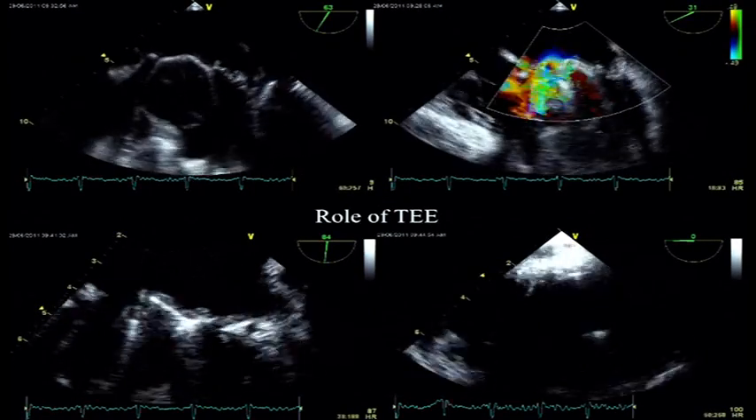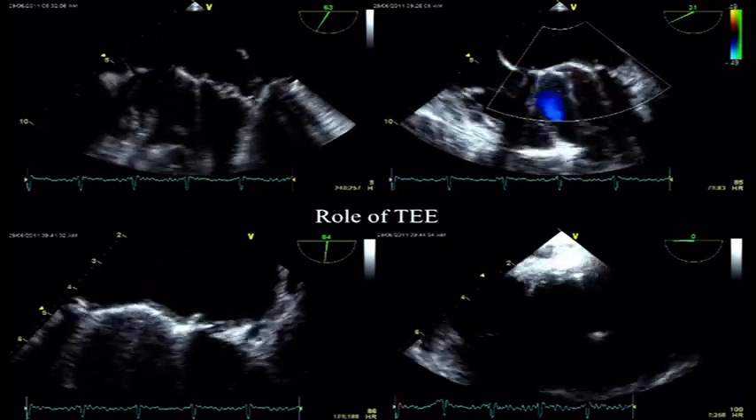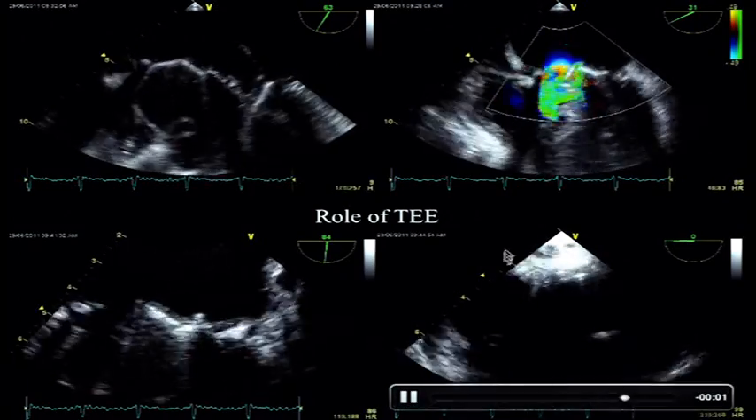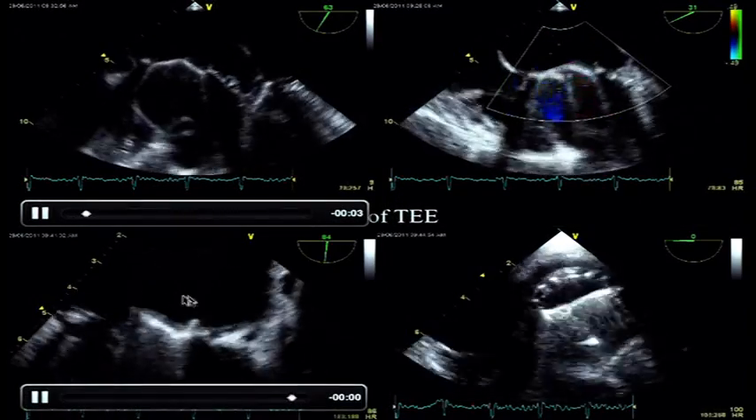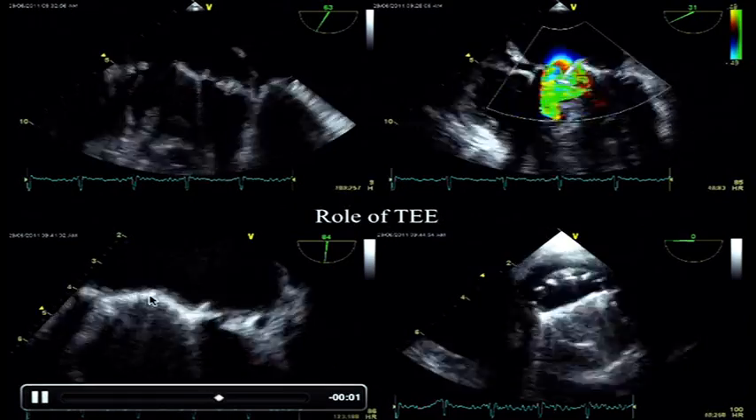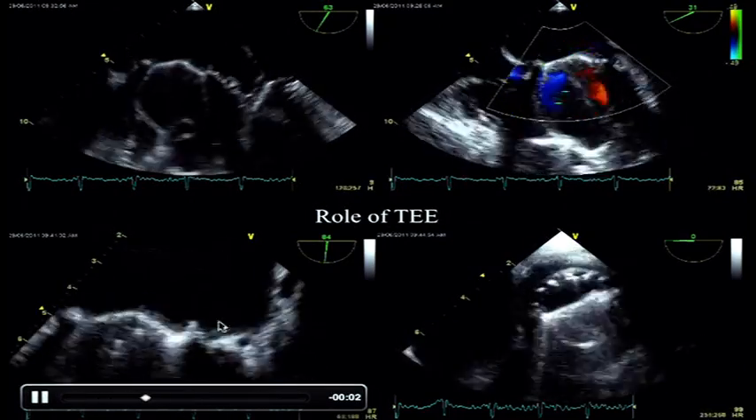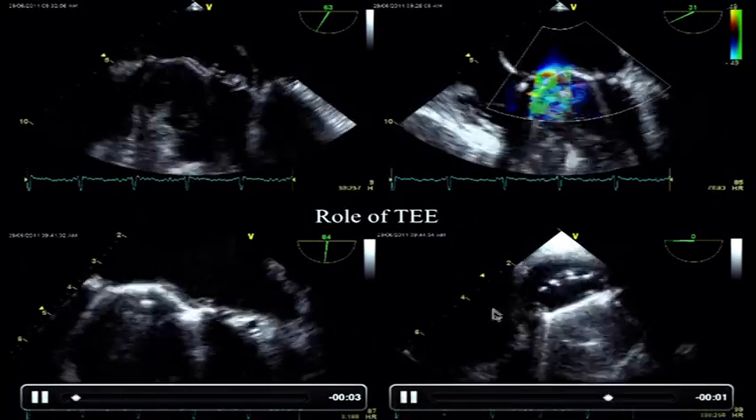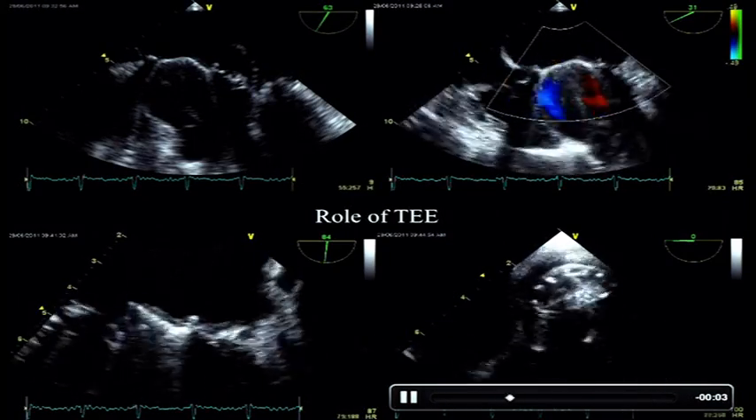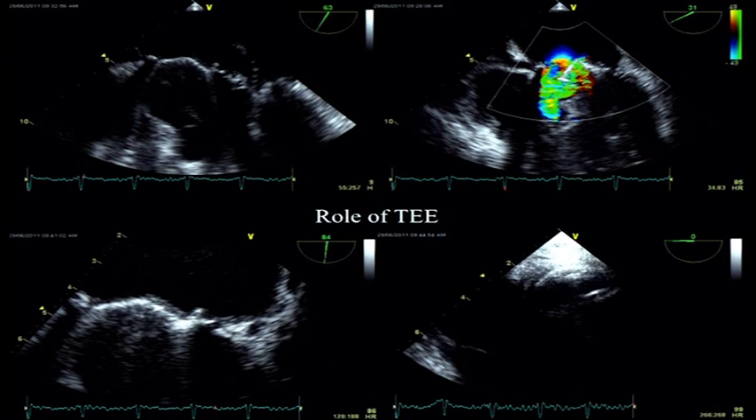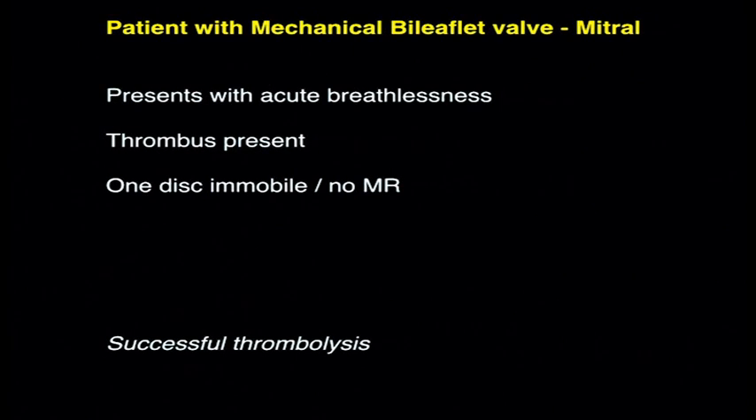So what we have to do is use the transesophageal echo, which gives us clarity and confirmation. And here you can see that one disc is not moving at all, and a little bit of zooming shows that there's a layering of thrombus which starts from right here and then extends all the way down and goes into the left atrial appendage. And you can see in the transgastric view that it is not moving. So this is confirmatory, and this is how the diagnosis is made when the transthoracic cannot provide us much information. So this is an example of a patient with acute breathlessness, thrombus confirmed, one disc mobile, no MR, and successful thrombolysis, and the patient did well.